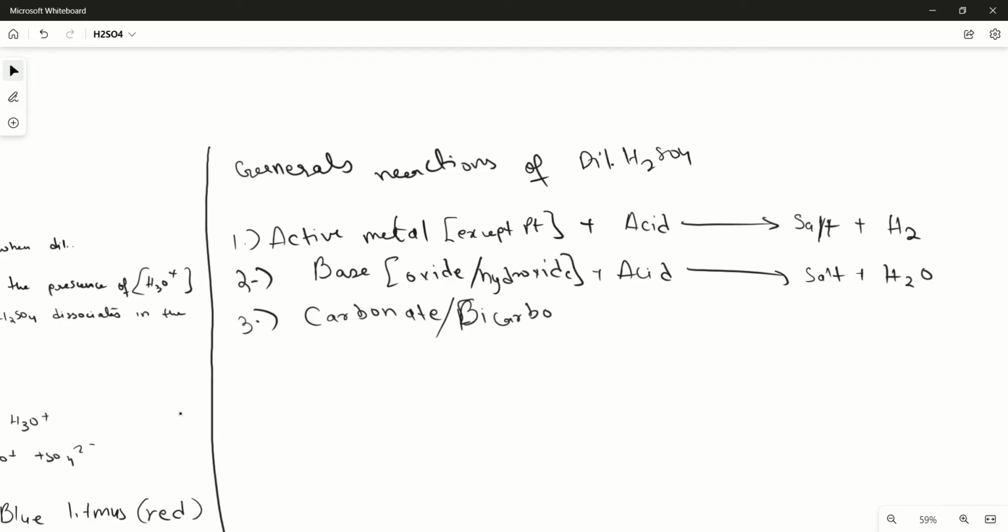So when a carbonate or bicarbonate reacts with an acid, it forms a salt plus water plus carbon dioxide. Salt plus water plus carbon dioxide. So basically, if you know this, you can make any reaction. You don't have to study anything.